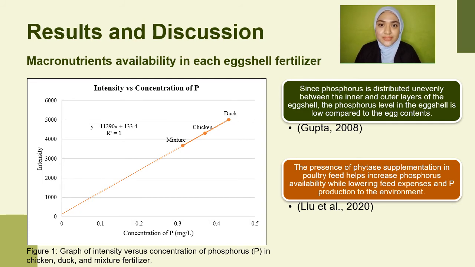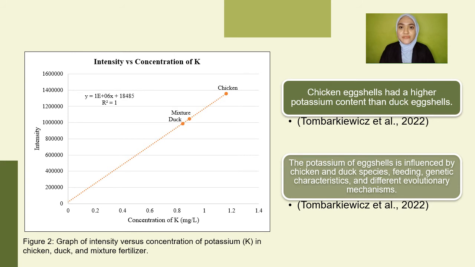According to Figure 2, chicken fertilizer had the highest concentration of potassium, which is 1.161 mg per liter. The concentration of potassium for duck fertilizer is 0.841 mg per liter. Meanwhile, for mixture fertilizer is 0.891 mg per liter. Tombarkiewicz et al. 2022 proved that chicken eggshells had a higher potassium content than duck eggshells. Therefore, the potassium of eggshell is influenced by chicken and duck species, feeding, genetic characteristics, and different evolutionary mechanisms.